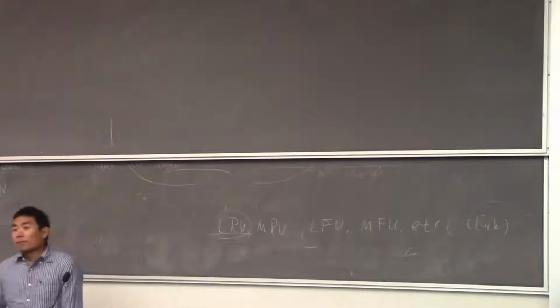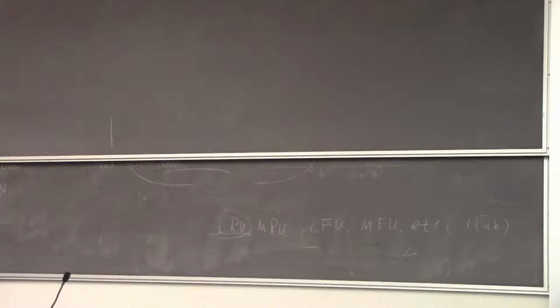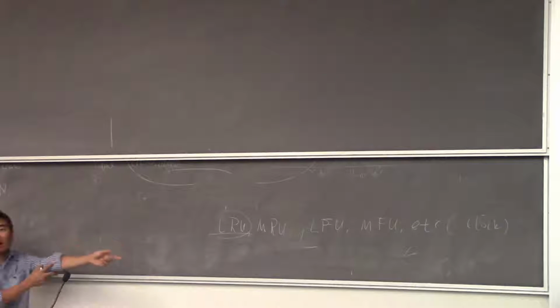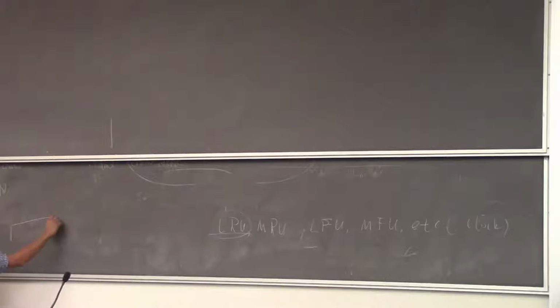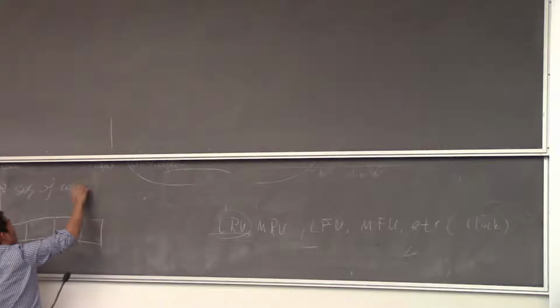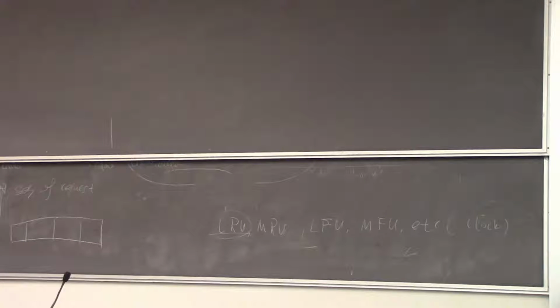However, if you try to play the role of adversary, you can construct a sequence on which LRU will perform the worst. For example, if you have 4 buffer frames and you have five pages on disk, and your sequence of requests is 1, 2, 3, 4, 5, like that.